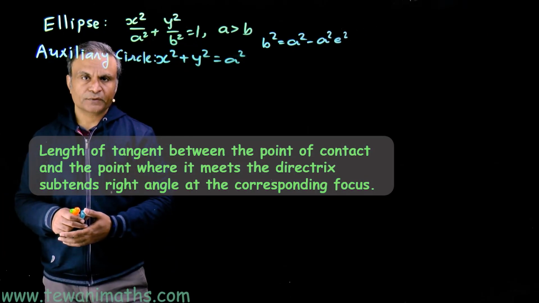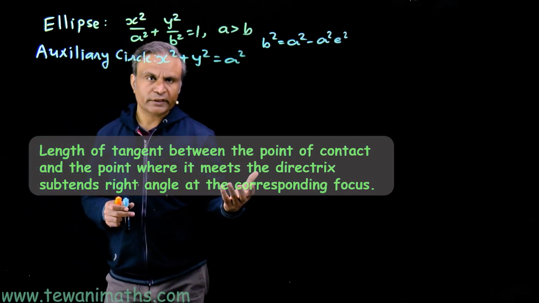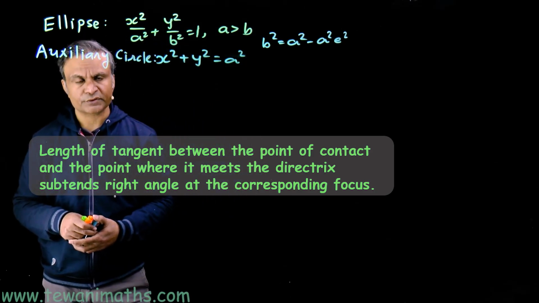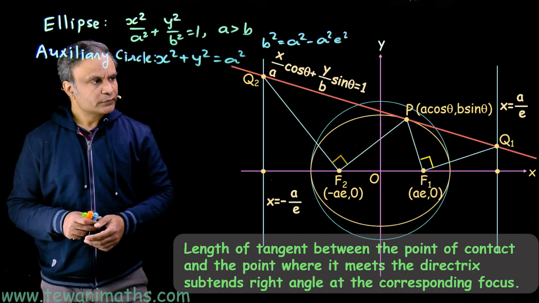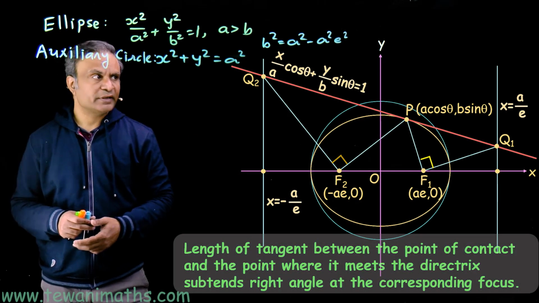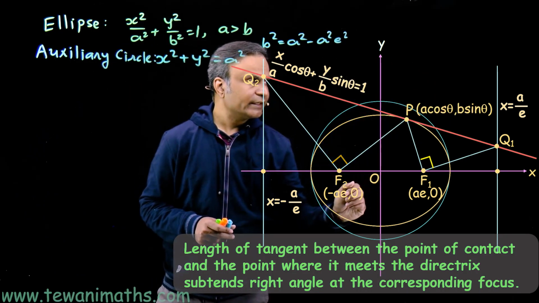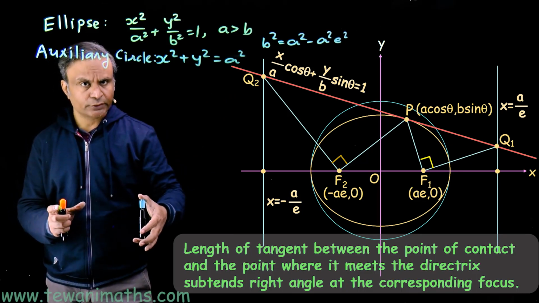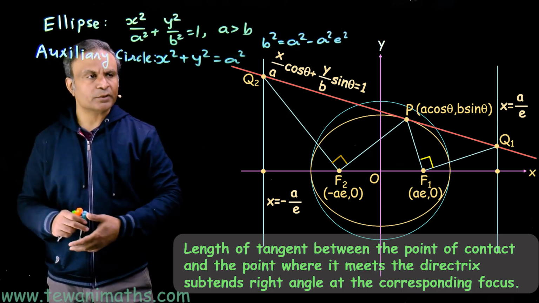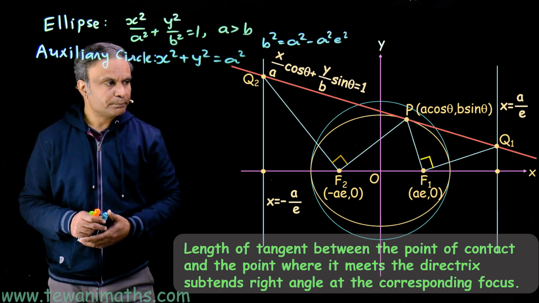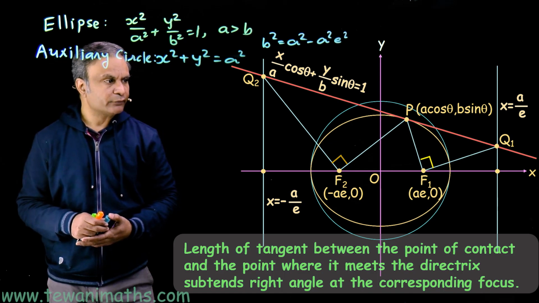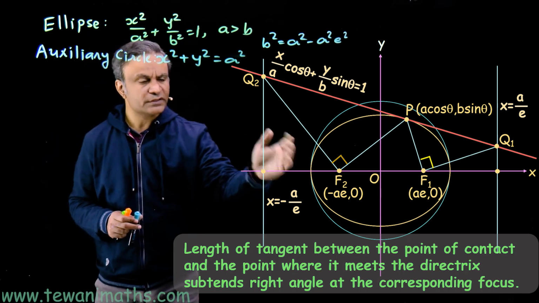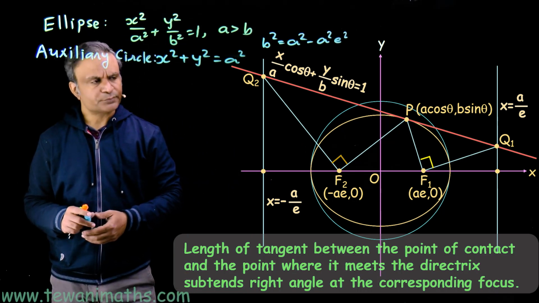Okay, now we have this property. The length of the tangent between the point of contact and the point where it meets the directrix subtends a right angle at the corresponding focus. Here in the figure, the tangent to the ellipse at point P meets directrix x equals a upon e at point Q1 and directrix x equals minus a upon e at point Q2. Now, according to this property, length PQ1 will subtend a right angle at focus F1 and length PQ2 will subtend a right angle at focus F2.